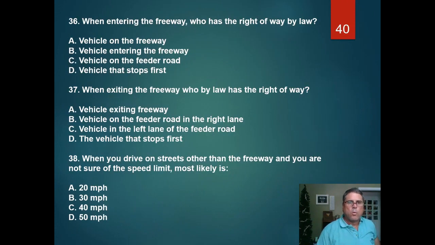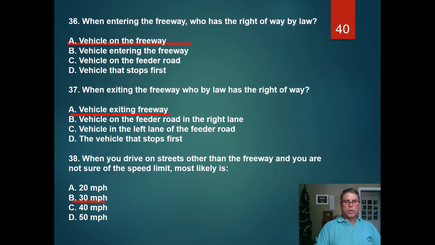When entering the freeway, who has the right-of-way below? When I'm going into the freeway, it's the people on the freeway that have the right-of-way. When I'm exiting the freeway, who has the right-of-way by law? It should be the people on the freeway that are exiting have the right-of-way. So be aware of that.